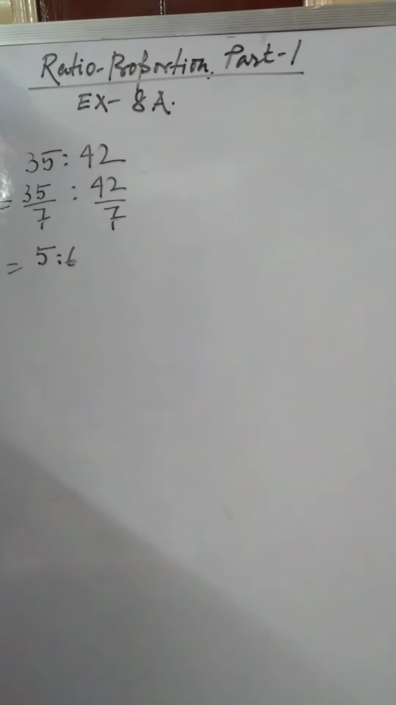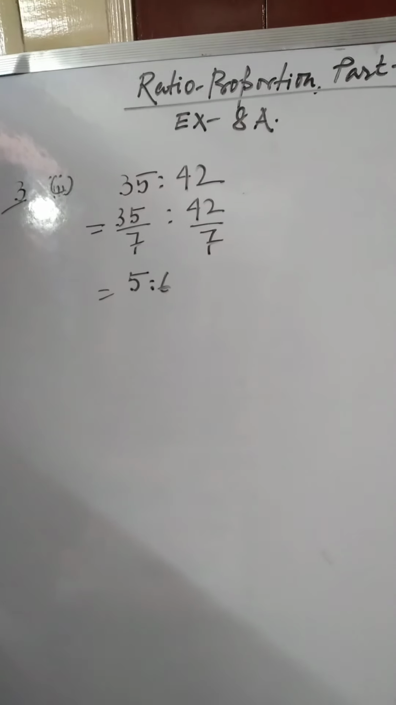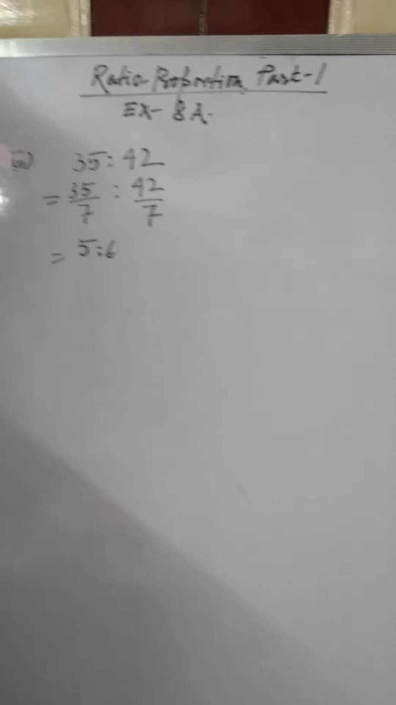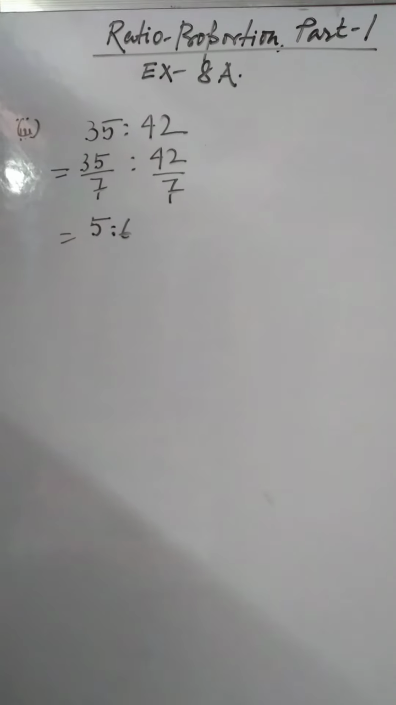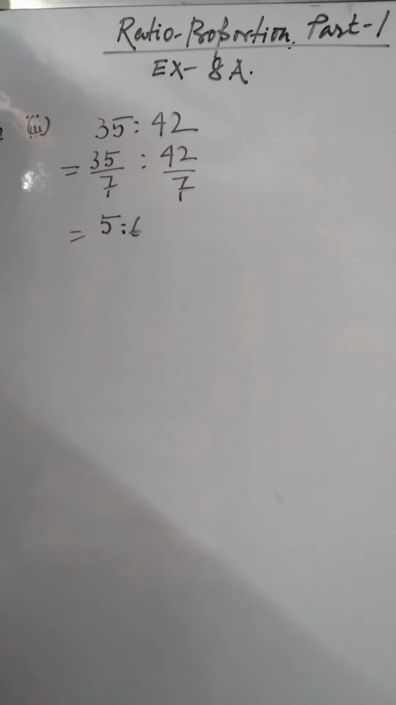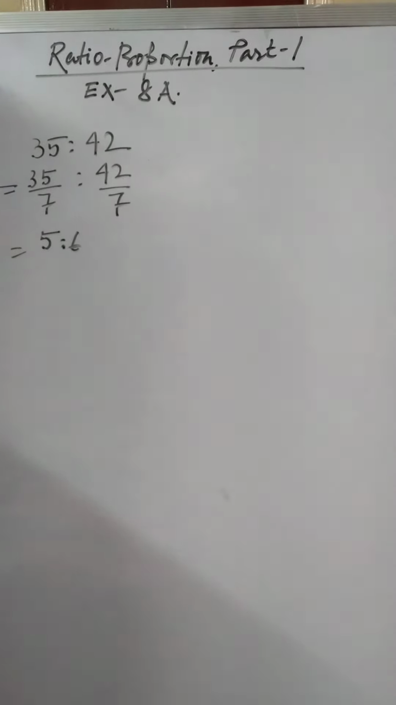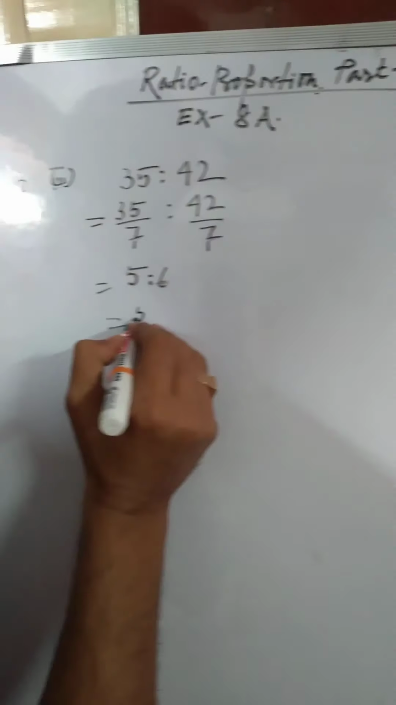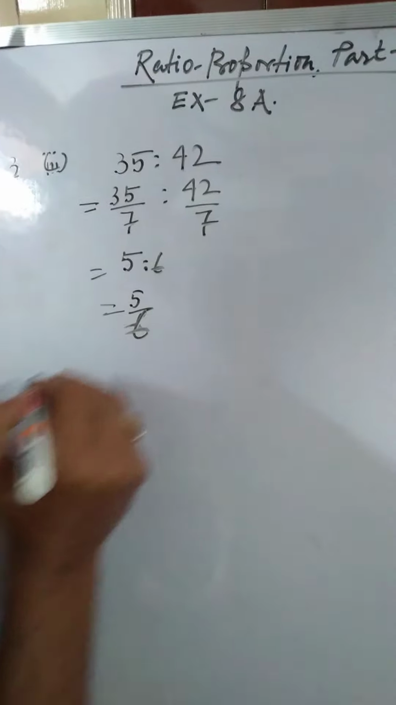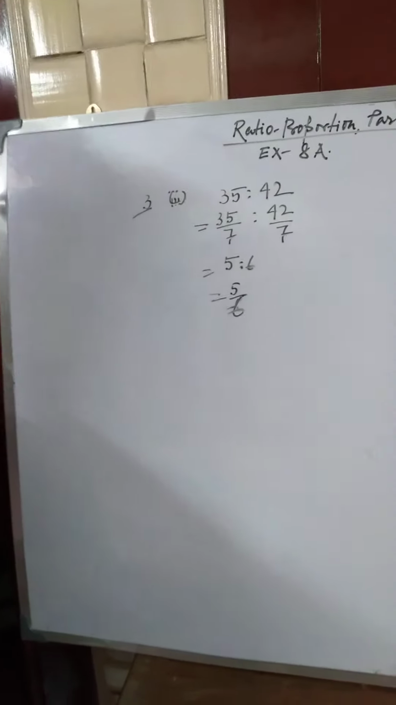But here they asked that you have to write a fraction in the simplest form. So that is 5 is to 6, so 5 by 6. 8a, question number 3, Roman 3. Let me check that one. The answer, exactly. So 5 is to 6. So you have to give the answer in the form of a fraction. They asked to write it in the form of a fraction. So it is 5 by 6.